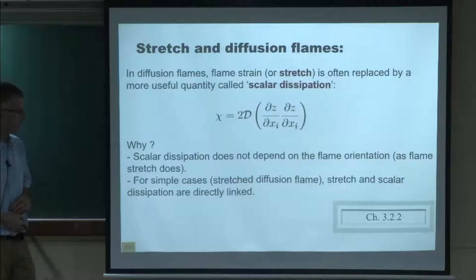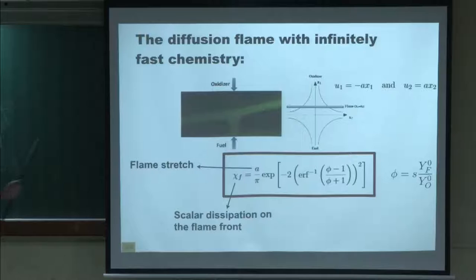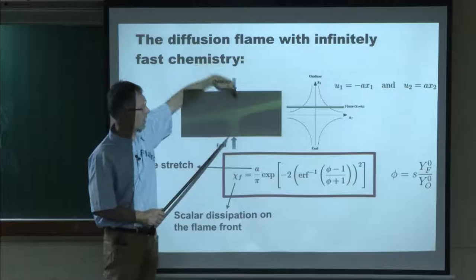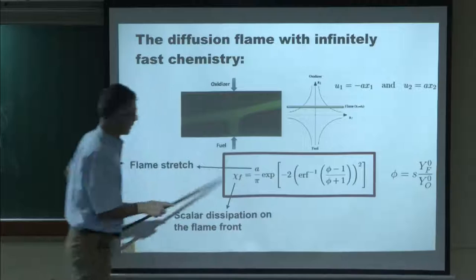And you can show easily, I'm going to do it in a second, that for simple cases, stretch and scalar dissipation are actually directly related. That's the simplest stagnation point flame you can do. So you blow oxidizer on one side, fuel on the other side. The flame is sitting here. And if you write the equations for this, you can prove that scalar dissipation is actually proportional to stretch with some kind of funny expression behind it.